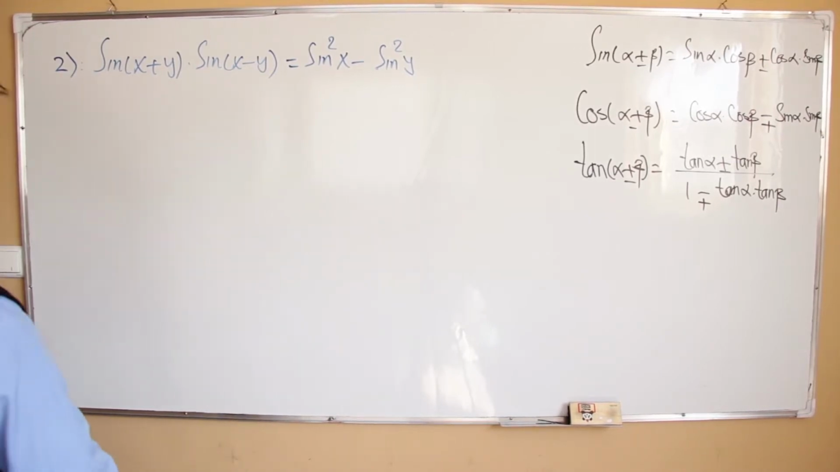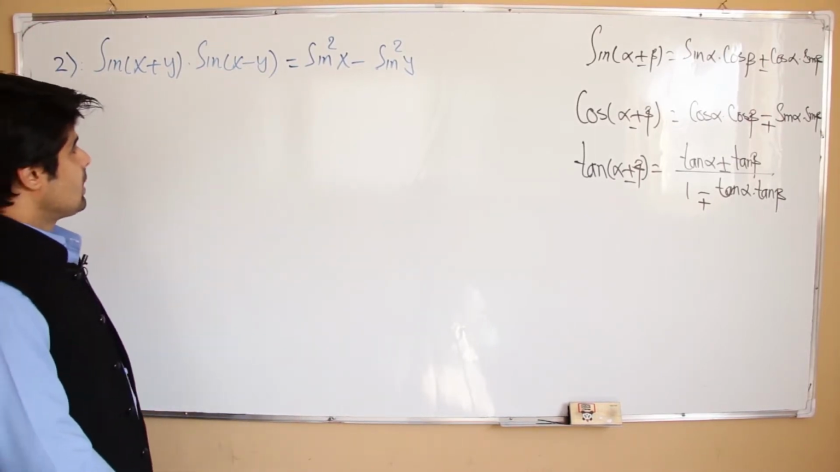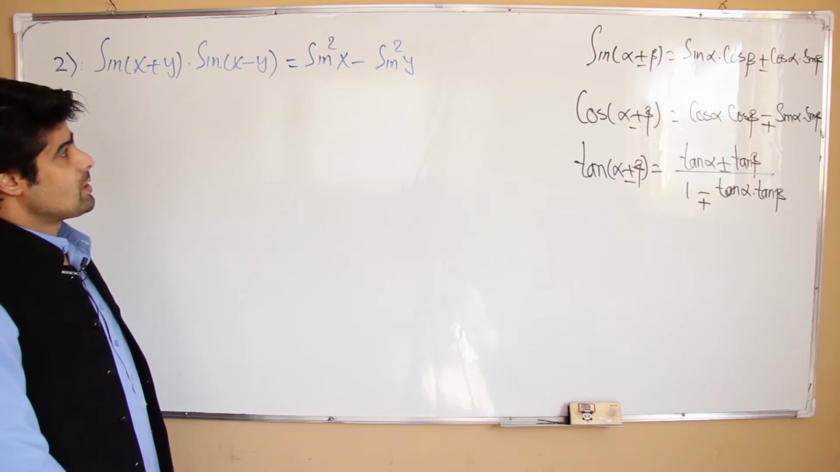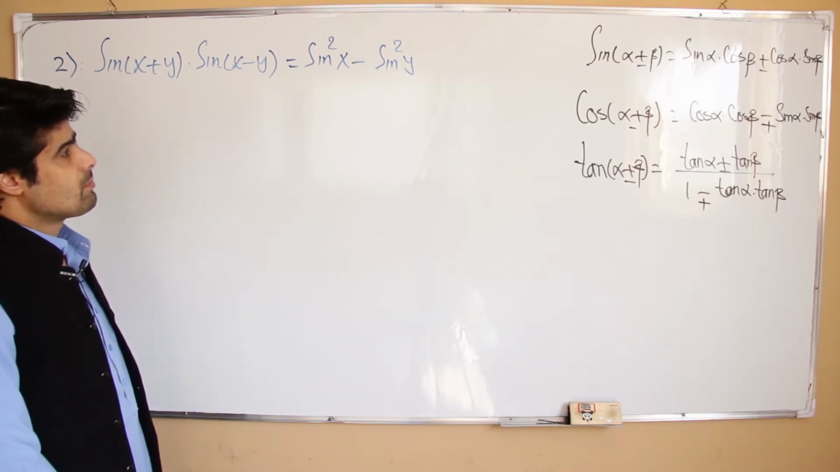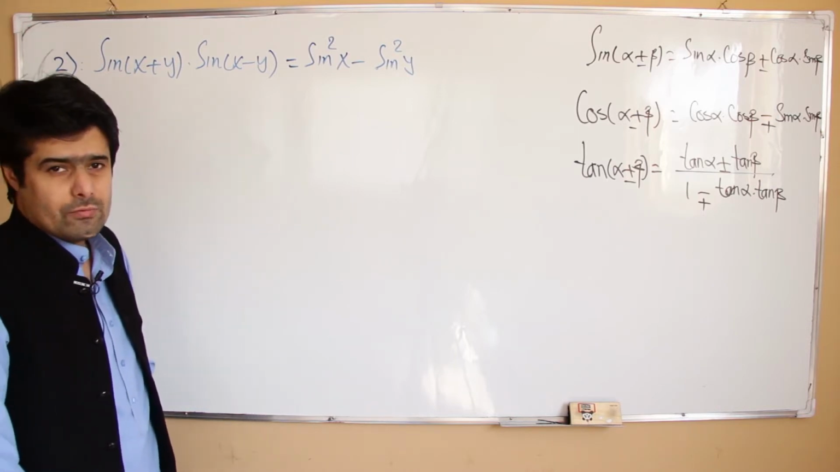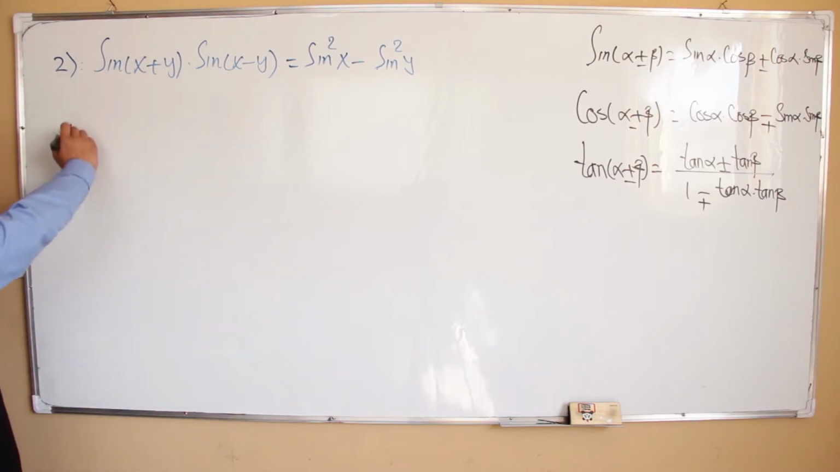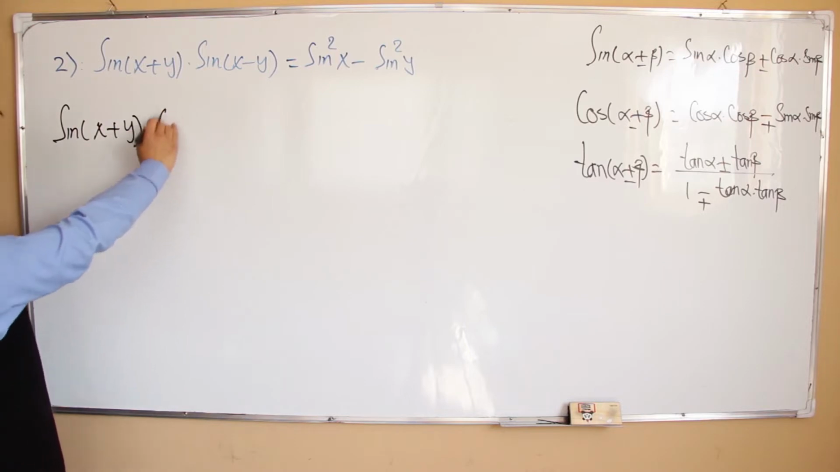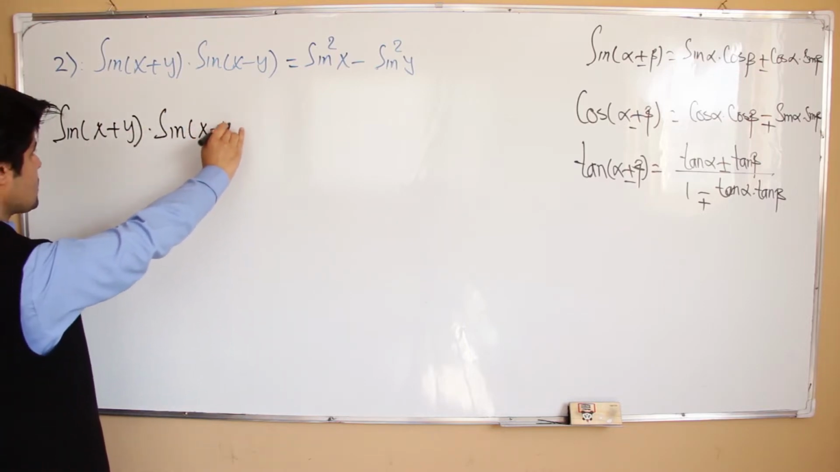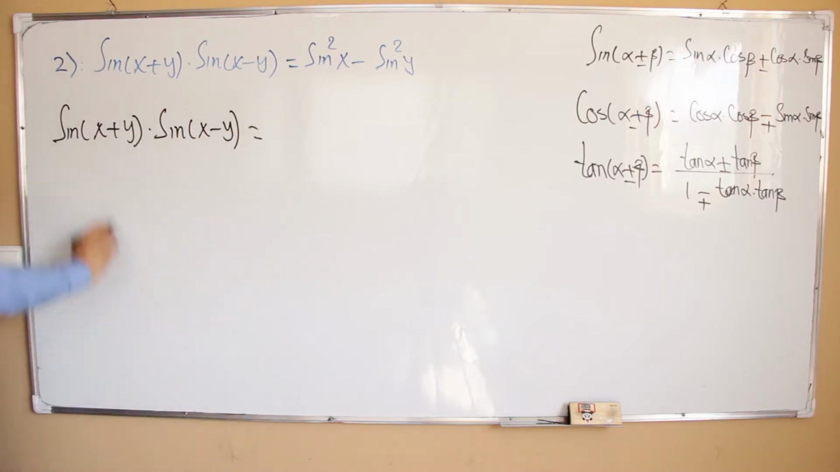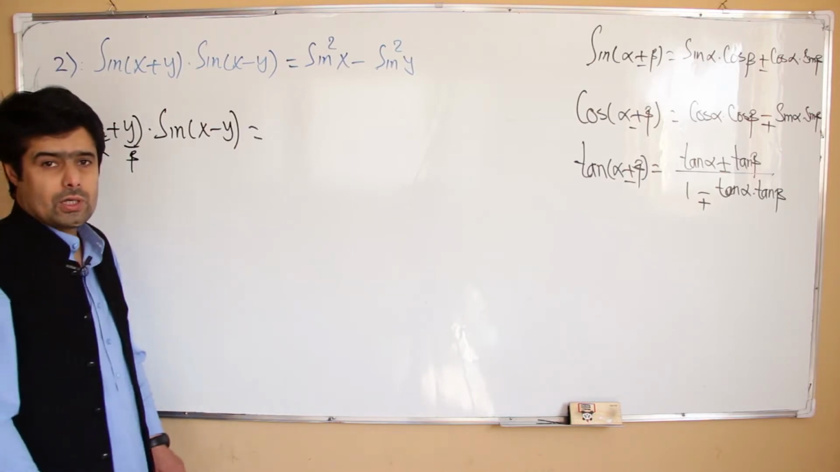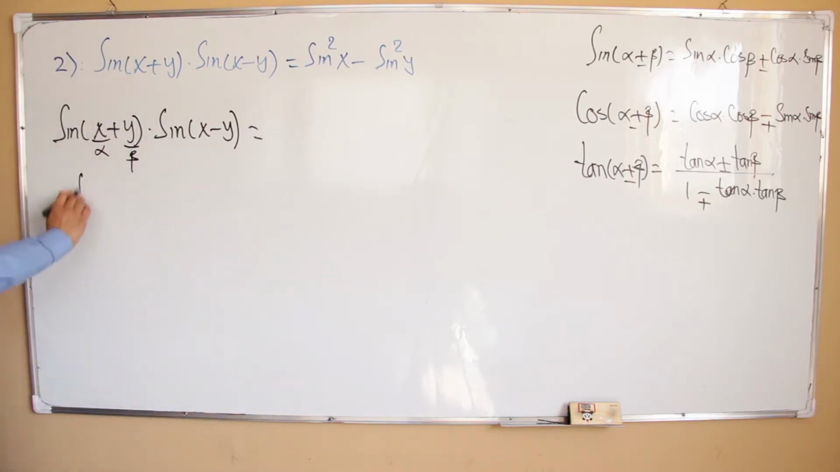Question number 2. Sine of x plus y multiplied by sine of x minus y is equal to sine square of x minus sine square of y. You have to prove this one. I will write once again sine x plus y multiplied by sine x minus y. Now, listen to me. This one is alpha, this one is beta. What does it look like? It looks like sine alpha plus beta. Now, you know the formula of sine alpha plus beta. What is the formula?